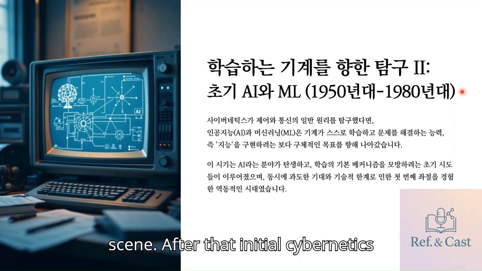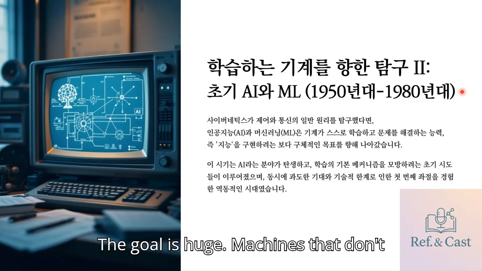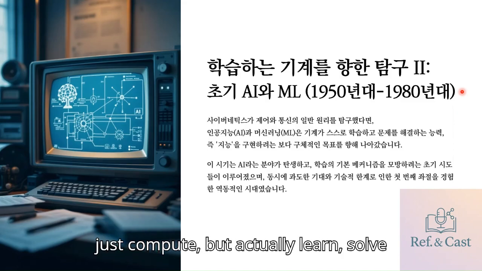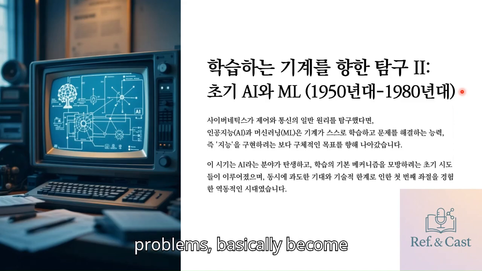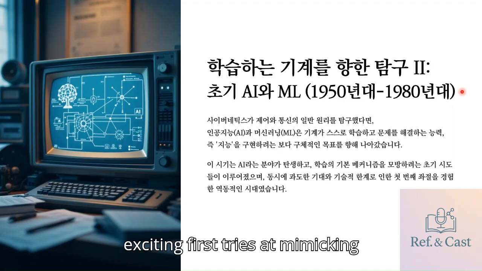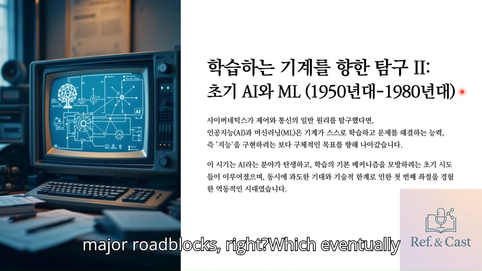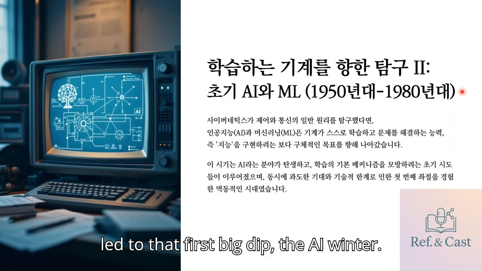After that initial cybernetics work, AI and ML really kick off. The goal is huge. Machines that don't just compute, but actually learn, solve problems, basically become intelligent. A time full of these really exciting first tries at mimicking learning. But also some pretty major roadblocks, right? Which eventually led to that first big dip, the AI winter.